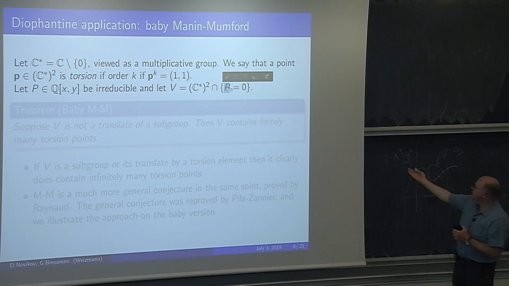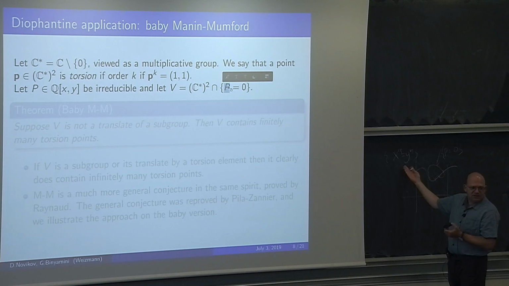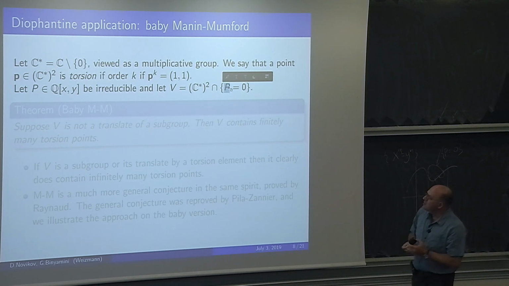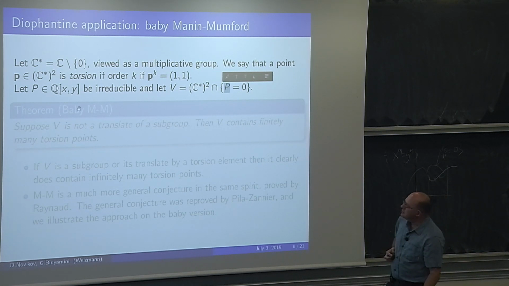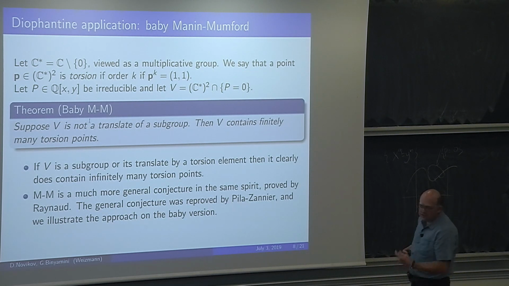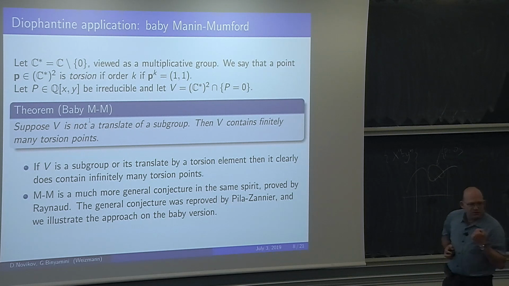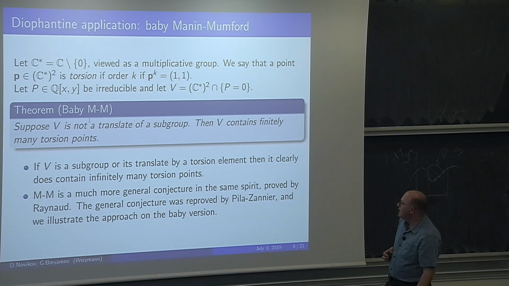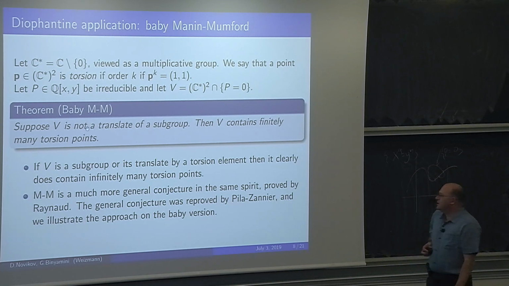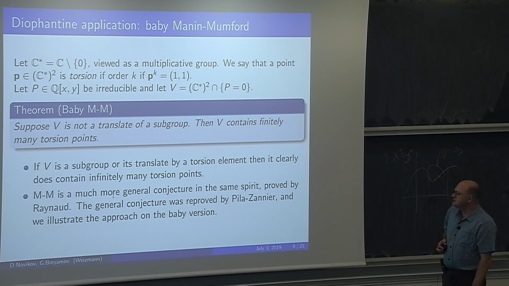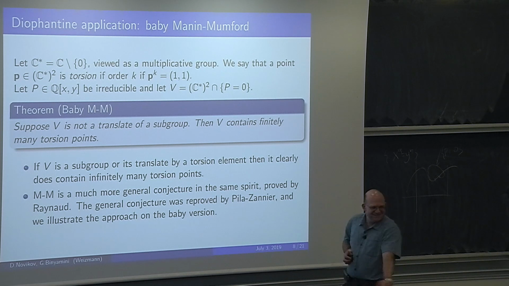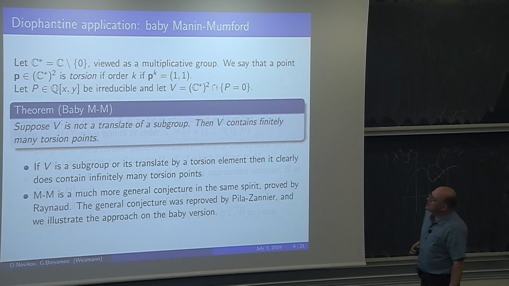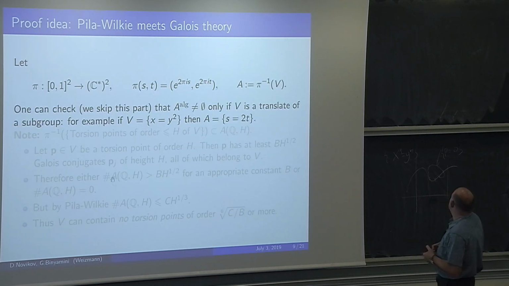Then certainly it has infinitely many torsion points. It turns out that if it is not a translate of a subgroup, then it should contain only finitely many torsion points. There are many conjectures of this type. So how do you prove this thing?